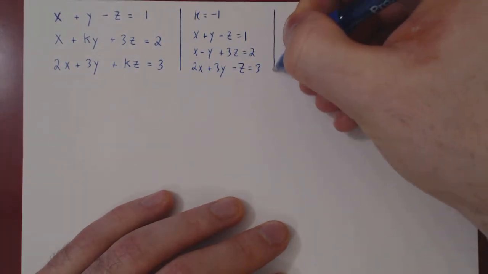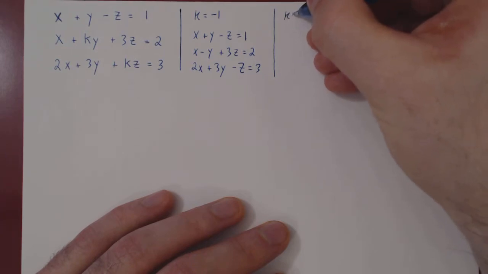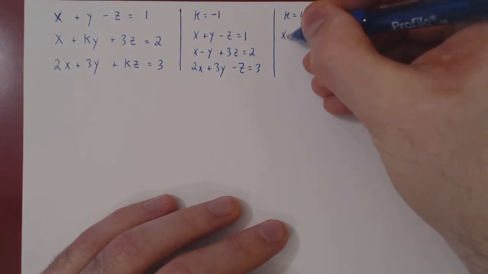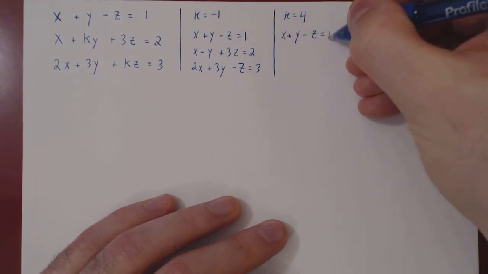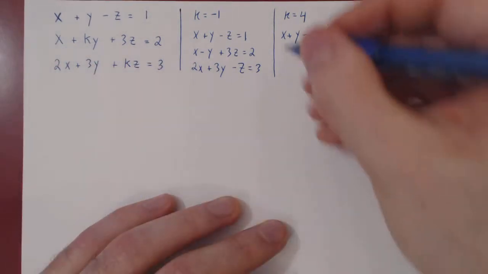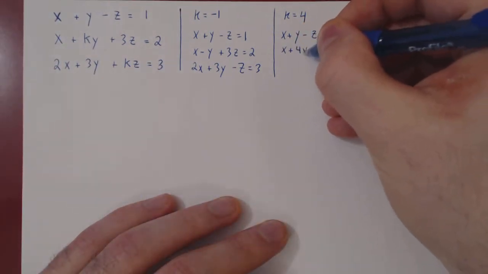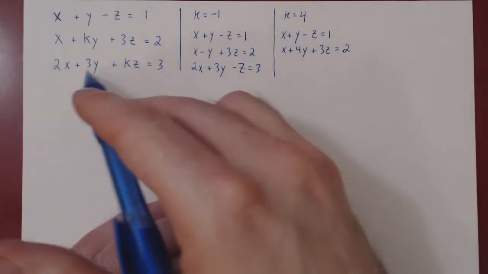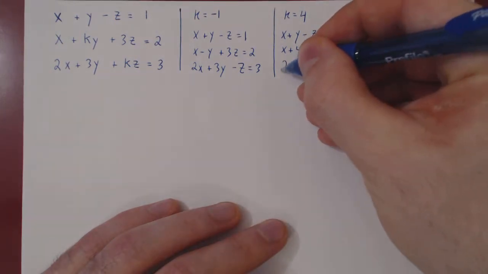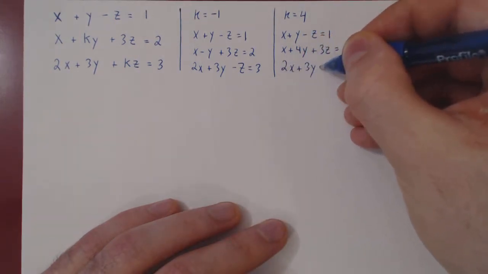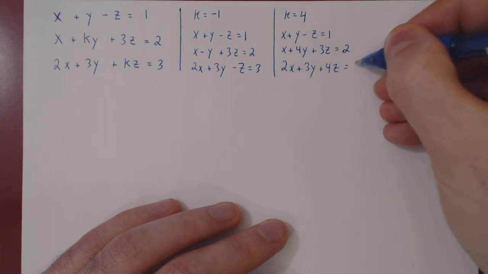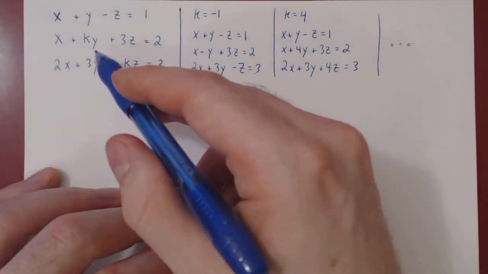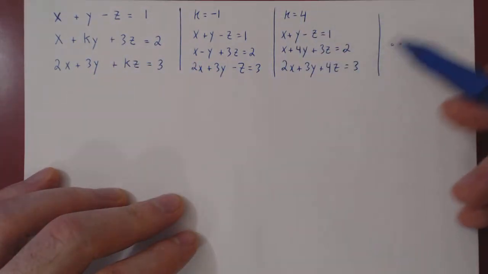Well, if you replace k by, say, 4, you will get a different linear system. The first equation stays the same. The second equation becomes x plus 4y plus 3z is equal to 2. And the third equation becomes 2x plus 3y plus 4z is equal to 3. And so on. So for every different value of k that you choose, you will get a different linear system.